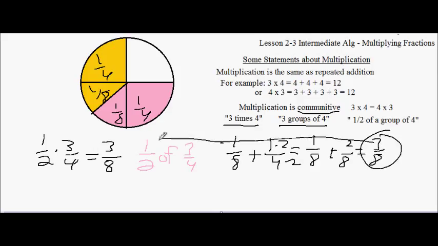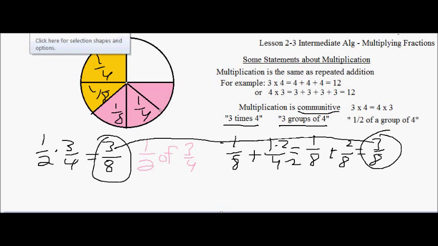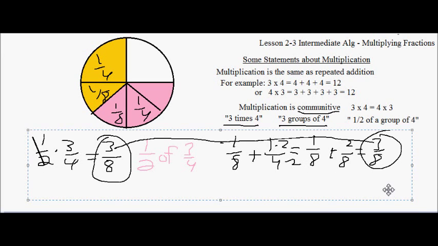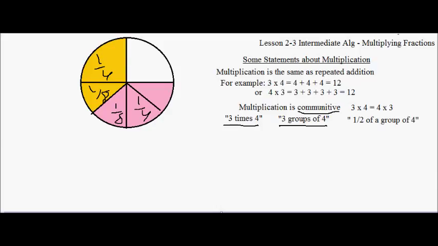Well, isn't 3 eighths what I said we're supposed to get? So a half of 3 fourths is 3 eighths. And then I could just draw a line here, and this would be 1, 2, 3 eighths. Okay, so now I'm just going to do a few problems just to end it.